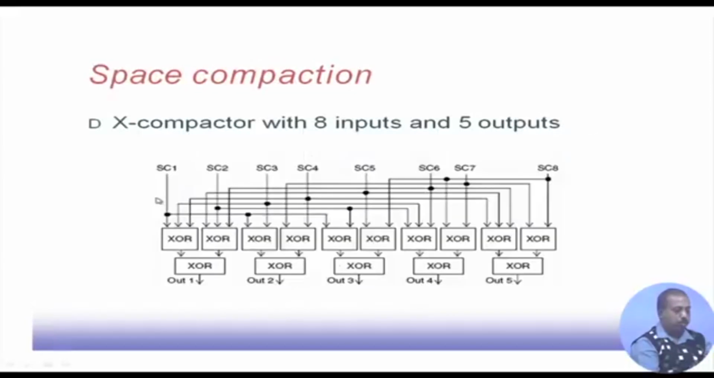So, if you look into this diagram, you see that here I am taking SC1, here I am getting SC3, here I am getting SC4. These three are coming to the first XOR gate, and for the second XOR gate I am getting SC2, then this one, that is SC5, and this one, that is SC6. Then at the output of this XOR gate, all these scan chain values are going to be added to produce this output 1.